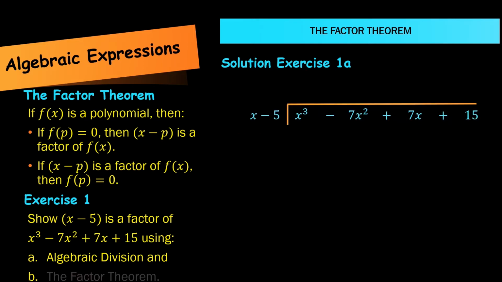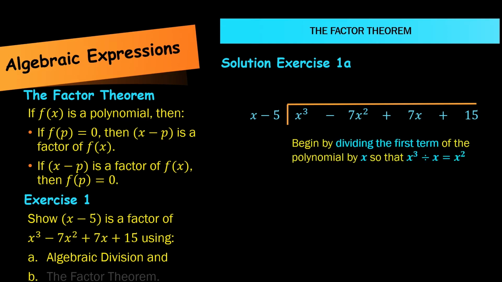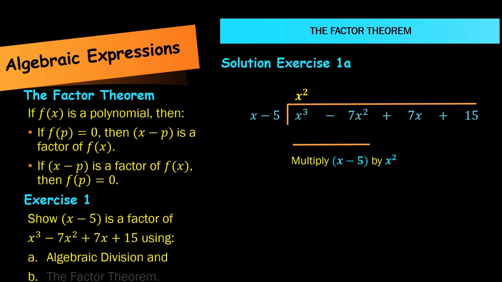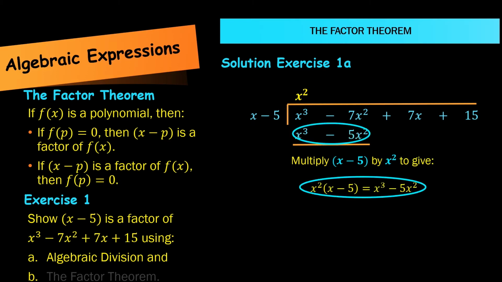So let's use algebraic division first. Begin by dividing the first term of the polynomial by x, so that x cubed divided by x equals x squared. And position the x squared here. Then multiply the x squared by x minus 5 to give x cubed minus 5x squared.